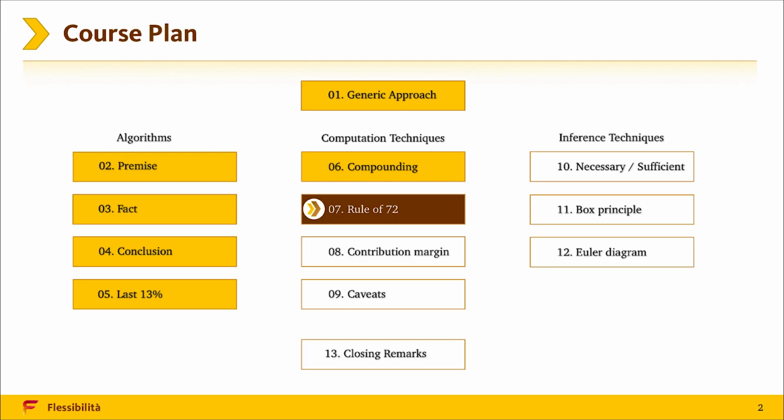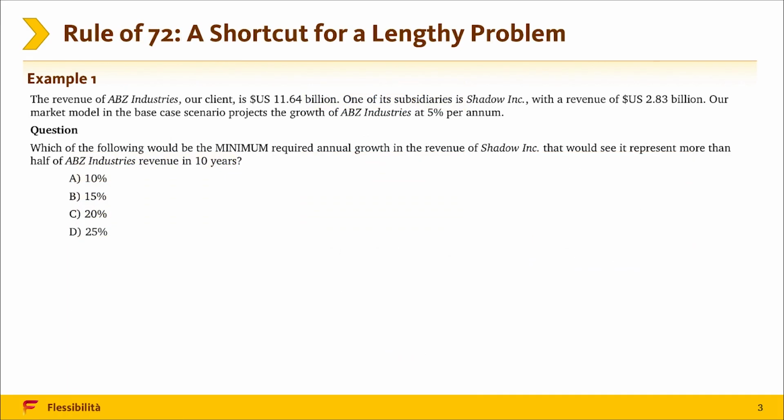Let us start with the following example. As always, you might want to pause the video now and try to solve the question on your own, and then check. Which of the following would be the minimum required annual growth in the revenue of Shadow Inc. that would see it represent more than half of ABZ Industries' revenue in 10 years? The text tells us that the revenue of ABZ Industries is $11.64 billion, and the revenue of Shadow Inc., its subsidiary, is $2.83 billion. And the growth of ABZ Industries is 5% per annum.